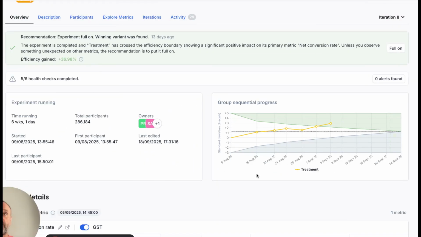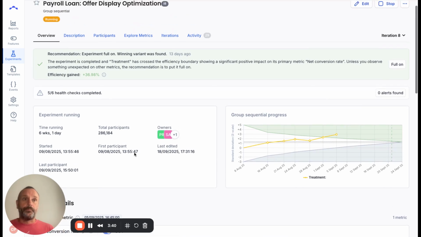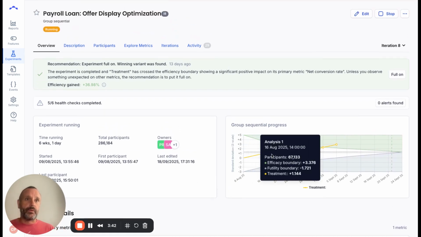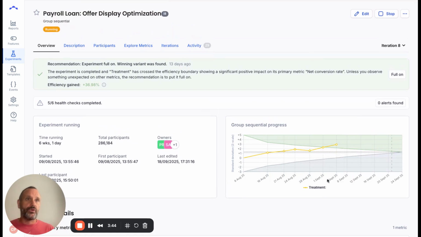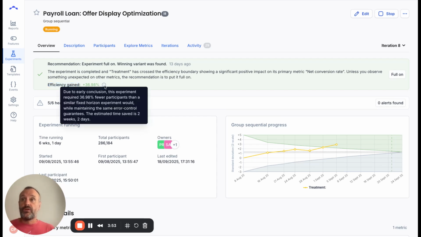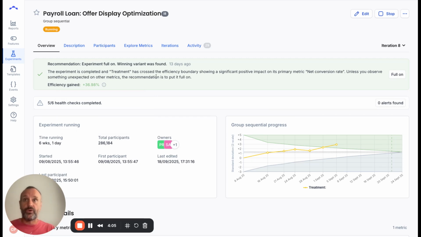If I zoom out here again, you can see that because this experiment crossed the efficacy boundary at the 6th analysis, it actually has an efficiency gain of nearly 37%. This is compared to a fixed horizon experiment. In this case, it basically means that you save roughly 2 weeks by running this group sequential experiment, which is quite significant. And this is what we see over and over again. GST, on average, will lead to faster decision making.